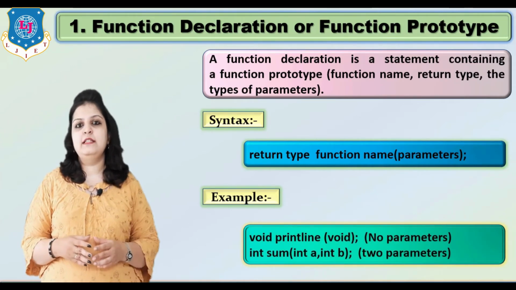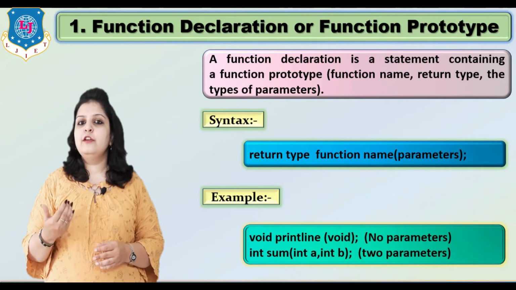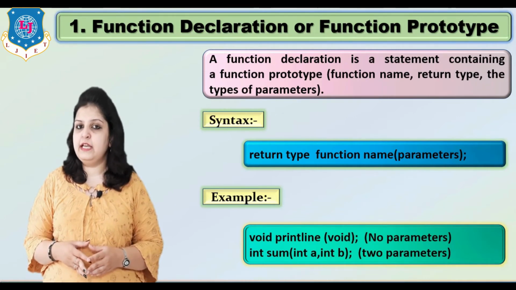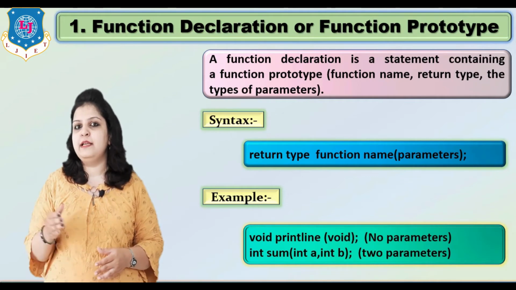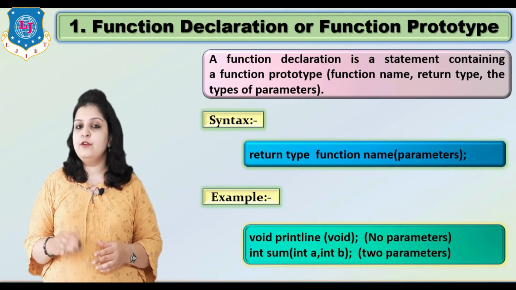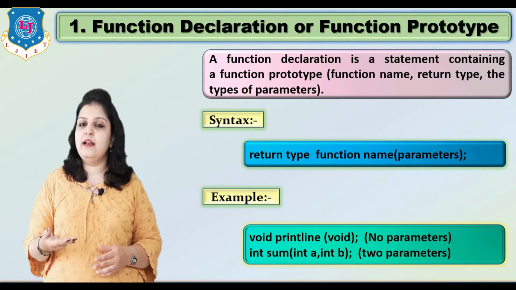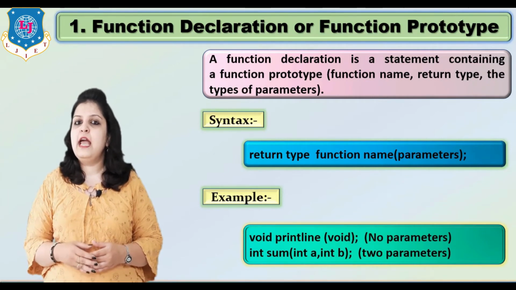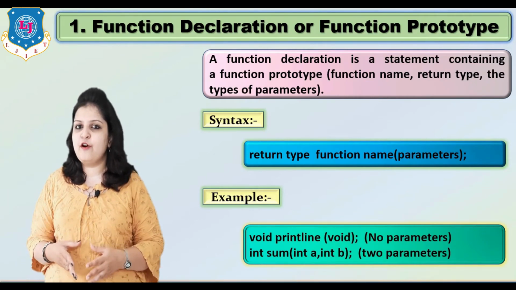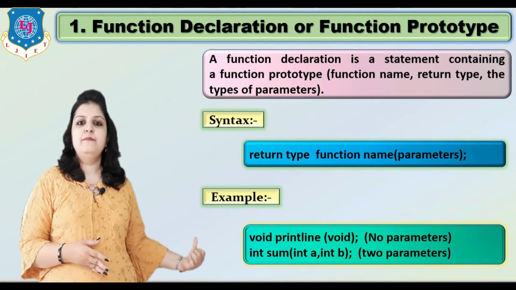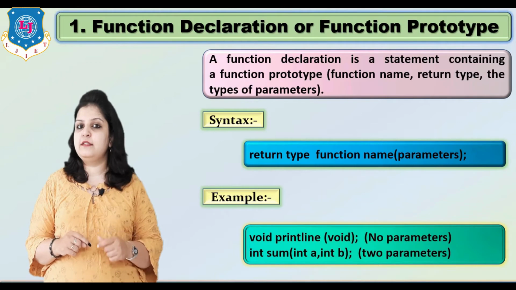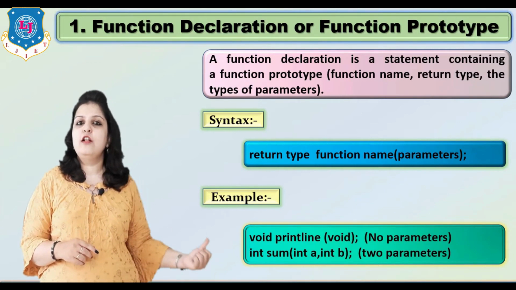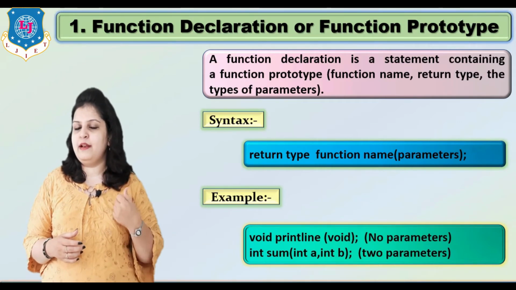Void means null. When you don't want to return anything, then you compulsorily have to write the return type as void, because void means null. And when you want to return something, then you can write integer, float, double, any of the other data types instead of void. So here void println void, and in the bracket I am also writing void, that means no parameter. You can also keep the small bracket blank.